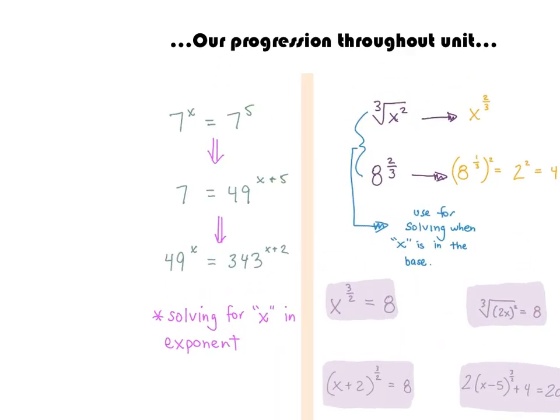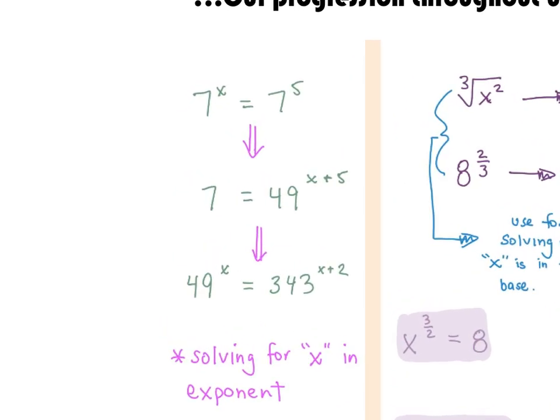So just to recap our progression through this unit, we started off with essentially the same base and exponents where one was a variable and one was an actual value, so that we had x equals 5 right out of the gate. Then we started to have a different base, and so we had to rewrite this as 7 squared to the x plus 5. And so we ended up using a power to a power rule, distributed, and this was 7 to the first here, and started to solve for x that way.